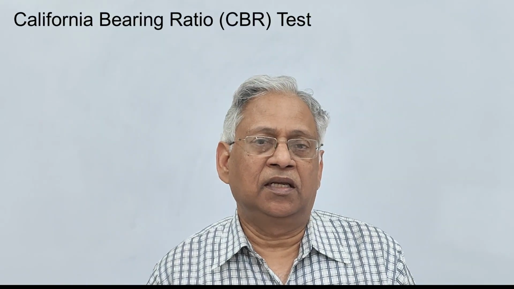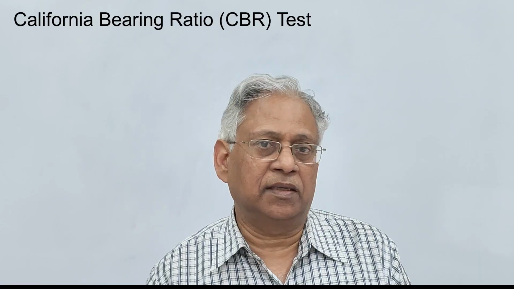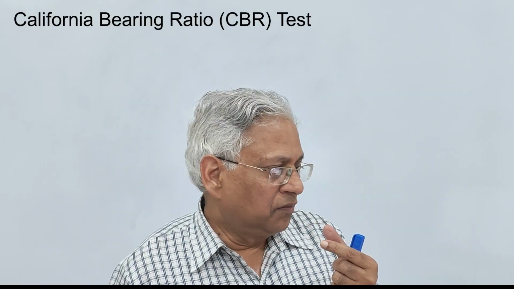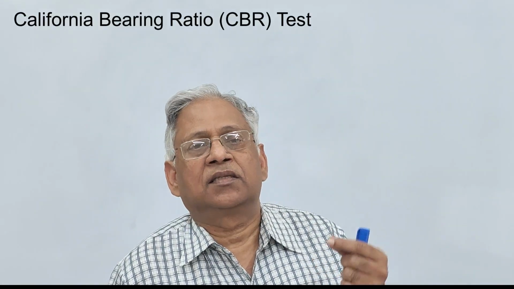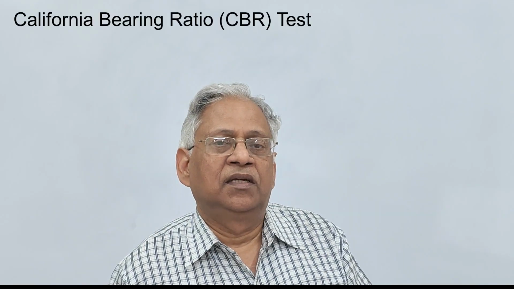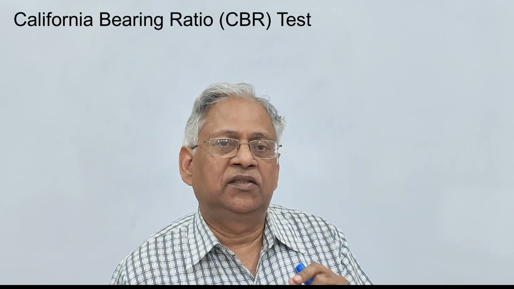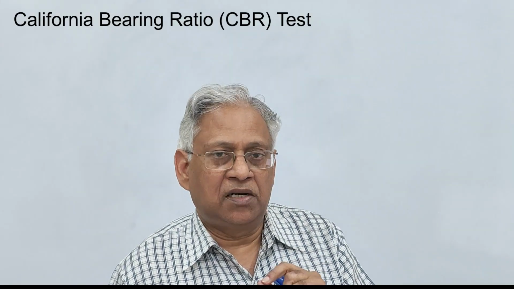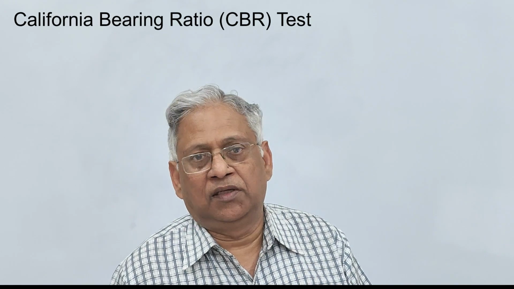Hello friends, today we are discussing the CBR test, California bearing ratio, and how to determine the CBR of a soil sample in the laboratory. In the CBR test, a plunger of 50 millimeter diameter is penetrated into the soil, and the load required to penetrate up to 2.5 millimeter and 5 millimeter penetration levels is calculated or estimated in the test.